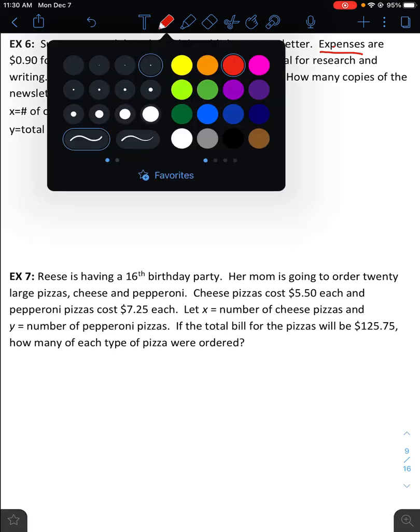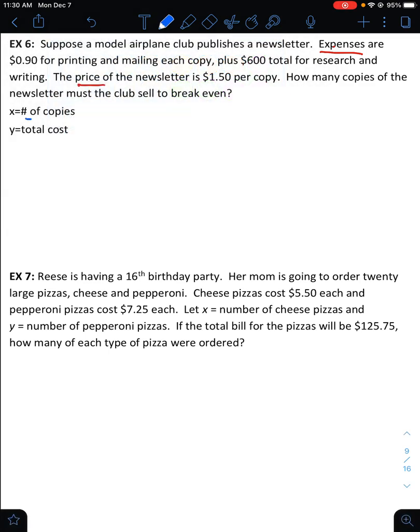I also see here that X is the number of copies. So I've got 90 cents for printing and mailing each copy, so that's going to go with X, plus $600 in total research. That's kind of like a one-time fee, whereas the 90 cents occurs for every single copy. Y is the total cost. So this is saying that the total cost of all of the expenses is 90 cents per copy plus 600.